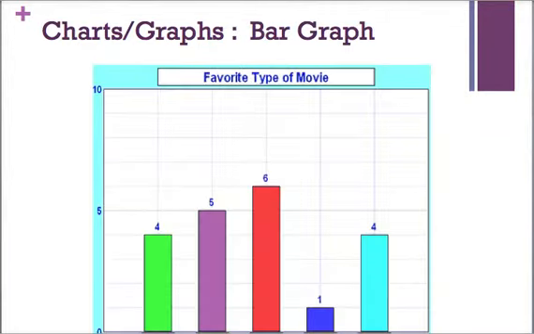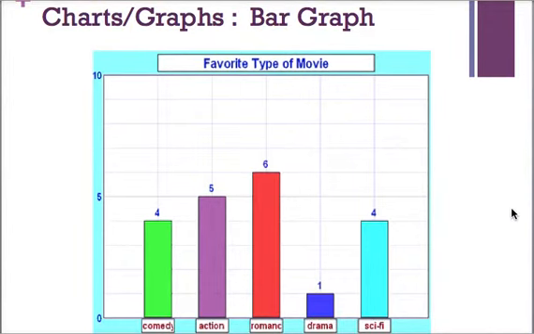Next chart for you to recognize is a bar graph. In a bar graph, there are bars, those colored bars to show you the information you need. In this bar graph, they're recording people's favorite type of movie. If I go down a little bit, you can see everything. They asked so many people what their favorite type of movie was, and 4 people said comedy, 5 people said action, 6 people said romance, 1 person said drama, and 4 people said sci-fi. So this is another easy to read type of graph represented in bars.